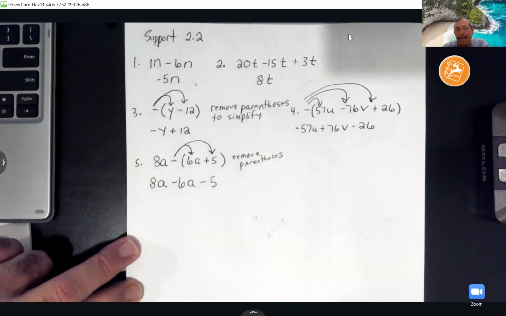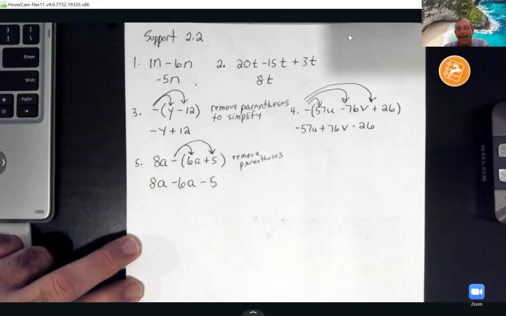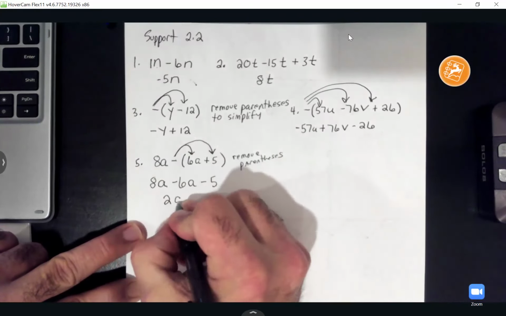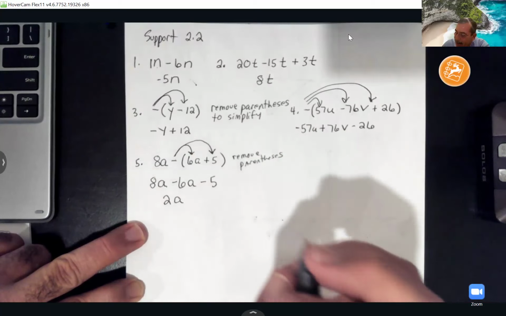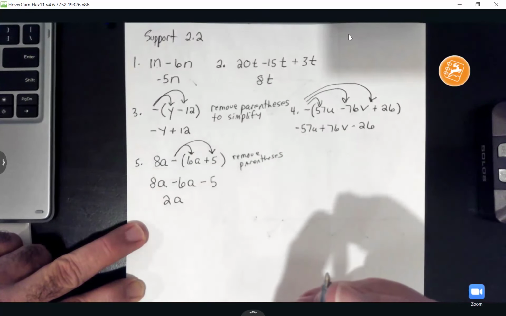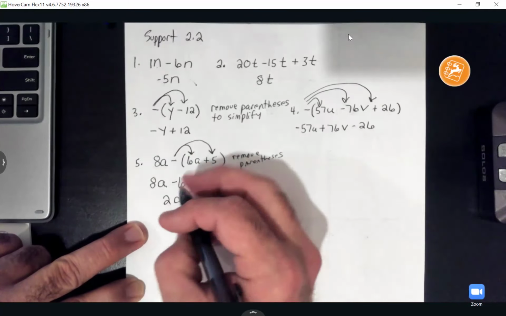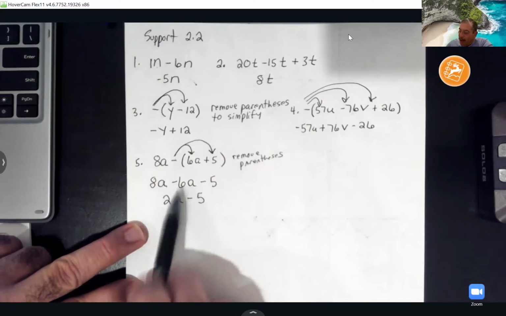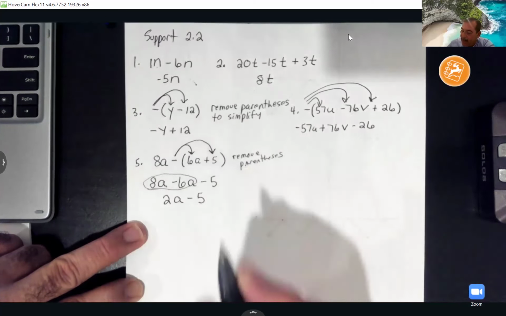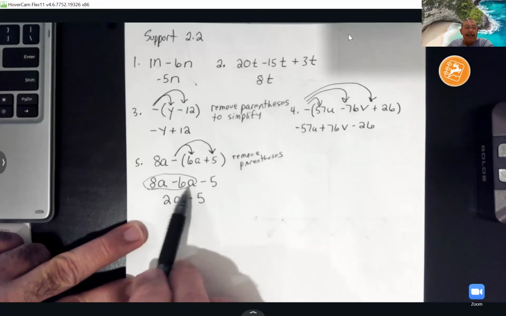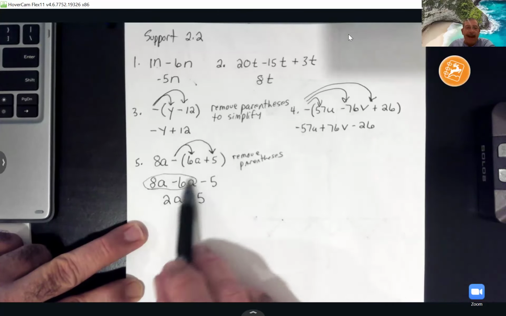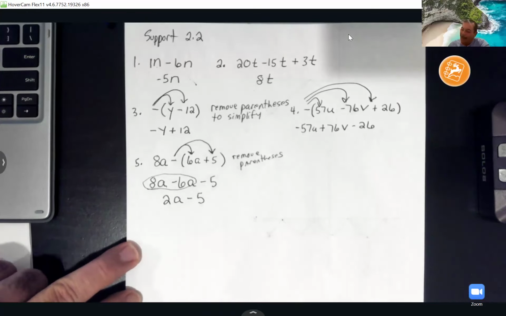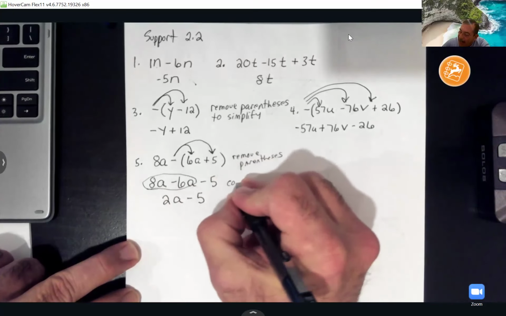What can you do to that? 2a, yeah, good. Just keep going. No, you're perfect. The only thing you could do there was add those like terms right there. So that 8a minus the 6a gave me 2a. This negative 5 doesn't have an a by it, so we just brought it down to the end. So the only thing you can do here is combine like terms.